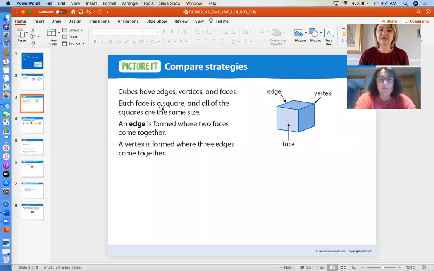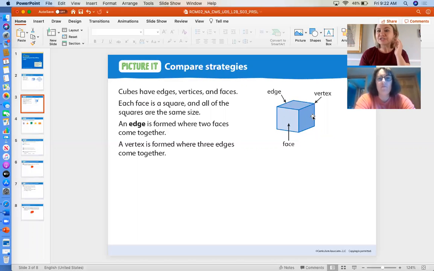Each face is a square, and all of the squares in a cube are the same size. So we know when we're talking about a square that the lengths of the sides are the same, right? There are 4 square corners. To be a cube, all of the faces have to be a square. They can't be a rectangle, they can't be a triangle, they can't be some other shape.